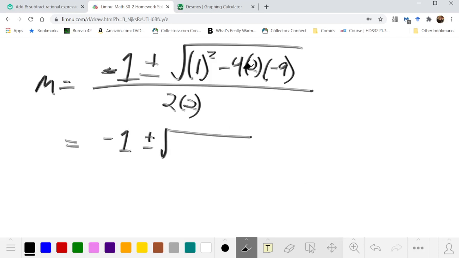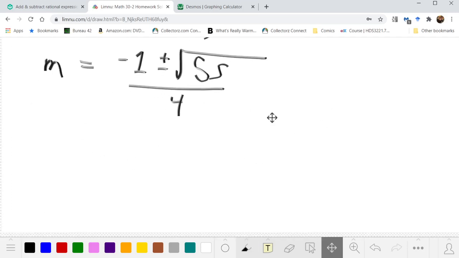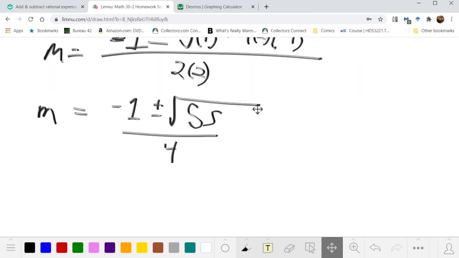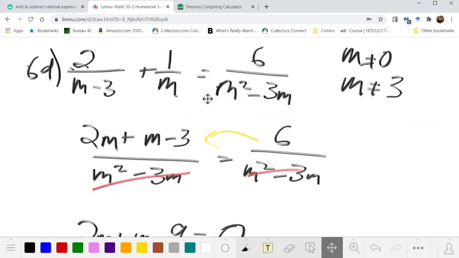So here, 6 times 9 is 54 plus 1. That is 55 over 4. So there we go. Negative 1 plus or minus the square root of 55 all over 4. These are the roots of m. So that gets a little tougher to verify. We could do numeric approximations.